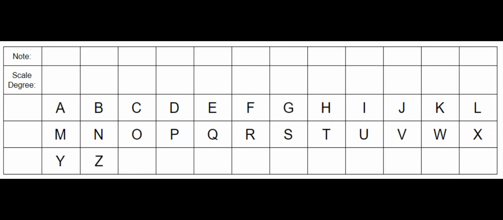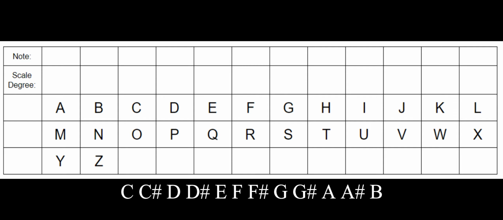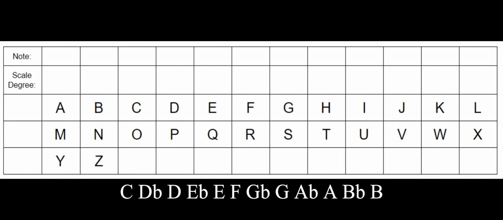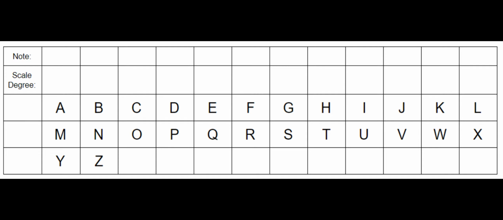I have A, B, C, D, E, F, G, H, I, J, K, L in the first row, M through X in the second row, and Y and Z in the third row. I have the alphabet split into 12, 12, and 2. The chromatic scale has 12 notes in it. C, C sharp, D, D sharp, E, F, F sharp, G, G sharp, A, A sharp, B, which can also be C, D flat, D, E flat, E, F, G flat, G, A flat, A, B flat, B. Either way, there's 12 notes.